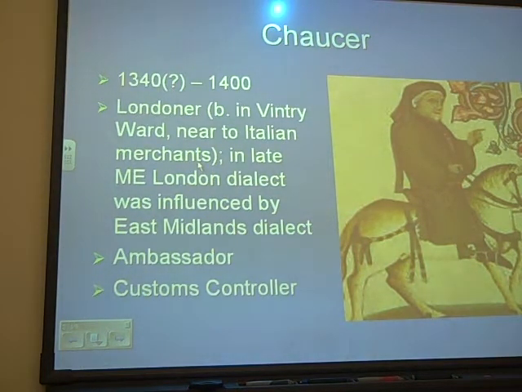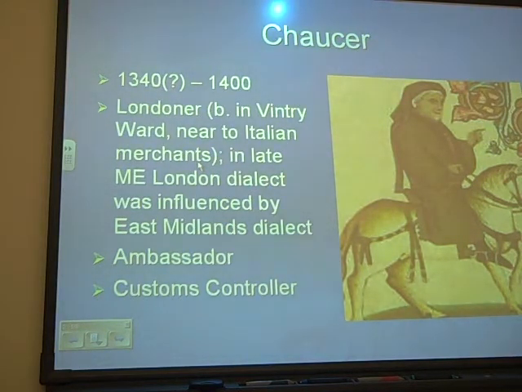And we're going to look at some of Chaucer's use of French syntax in a bit. He was born in the Vintry Ward, which is quite important because the Vintry Ward in London is where all the Italians lived. And Chaucer is the first person to introduce the big Italian poets into English, Dante, Petrarch, Boccaccio. So you've got a prime situation there.